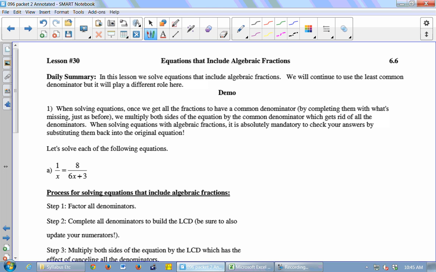Okay. It is absolutely mandatory to go back and check your answers by substituting them back into the equation, because sometimes you'll get fake answers. They're called extraneous solutions. You'll solve and have two numbers that are supposed to be solutions. You'll plug them in, and sometimes one of them is not actually a solution, and you have to throw it away. All right, so let's do one to practice together.